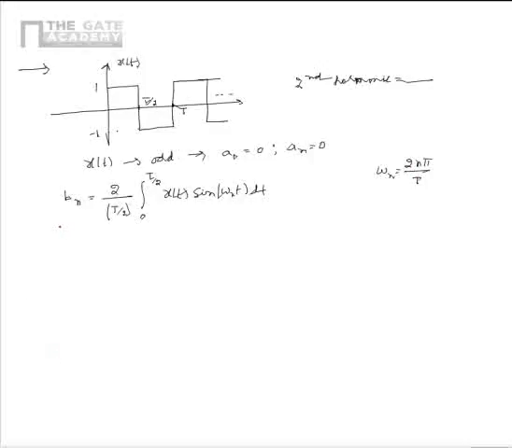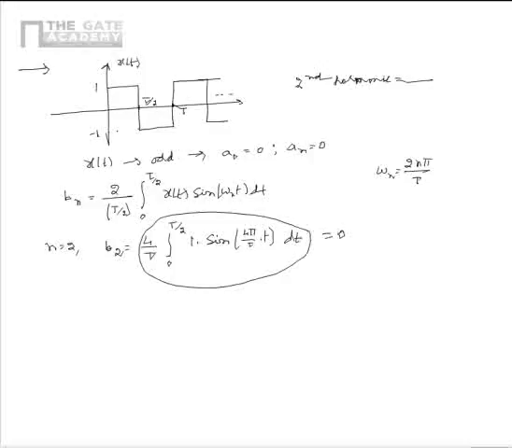From this, we can see that the second harmonic, that is for n is equal to 2, can be found out as b2 is equal to 4 by T integral 0 to T by 2 1 multiplied by sine of 4 pi by capital T multiplied by t dt. But we see that upon finding this integral value, the value of b2 is equal to 0. From this, we can say that the second harmonic content in the given x of t is 0.